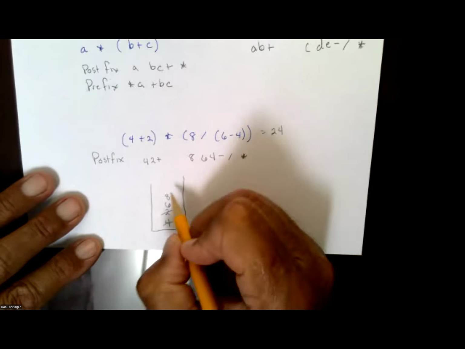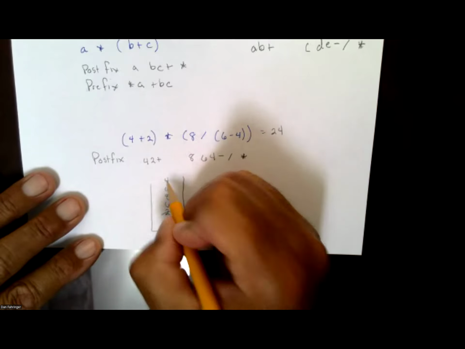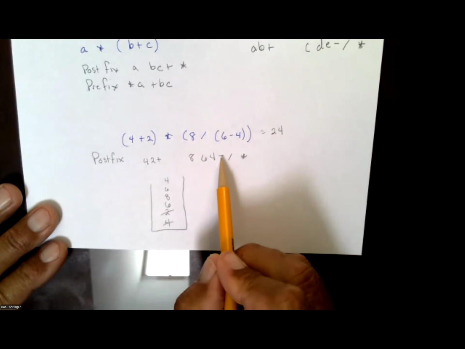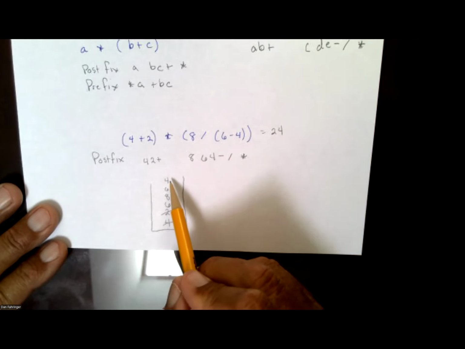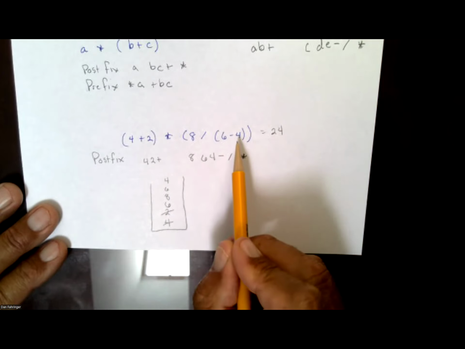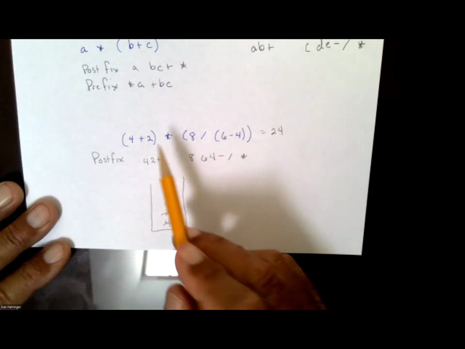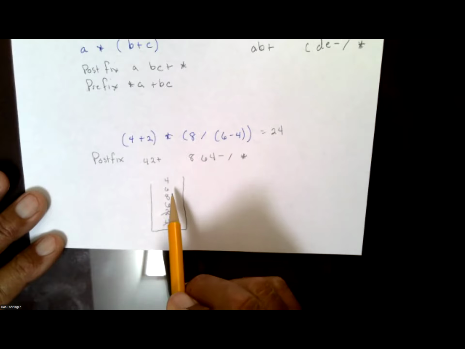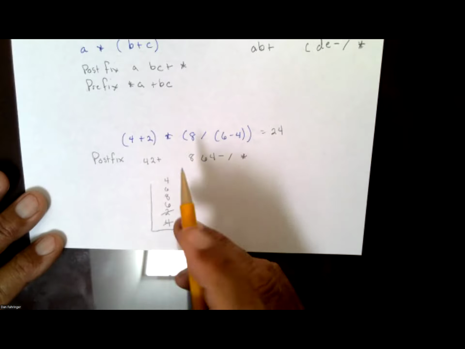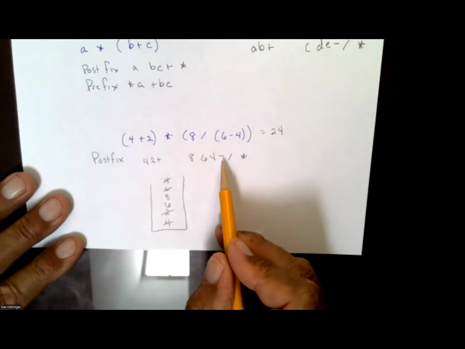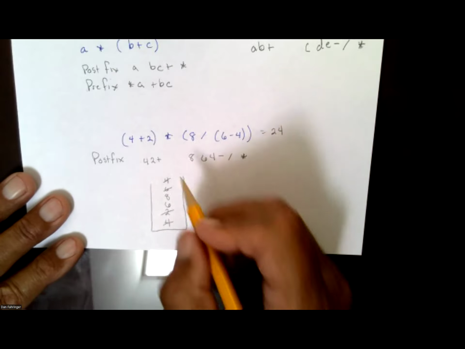Push 8. Push 6. Push 4. Operator, pop the 4. Oh, the operator's a minus. I need to make sure that 4 goes on the right side of the minus. So as I'm popping this, the plus and multiply are not bad, but minus and divide I have to be careful with. So when I subtract 4 from 6, I pop the 4, I pop the 6, I subtract them, and what do I get? 2.